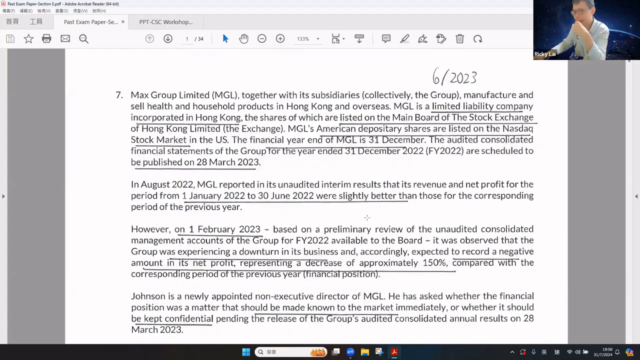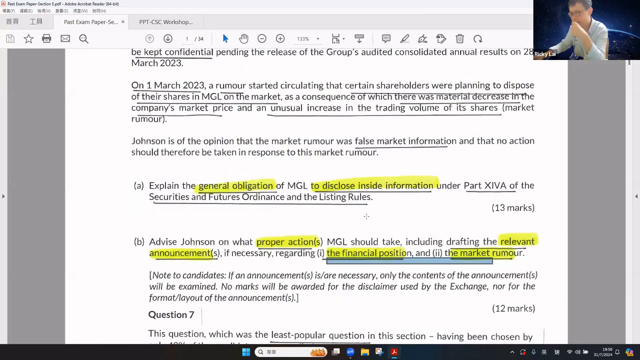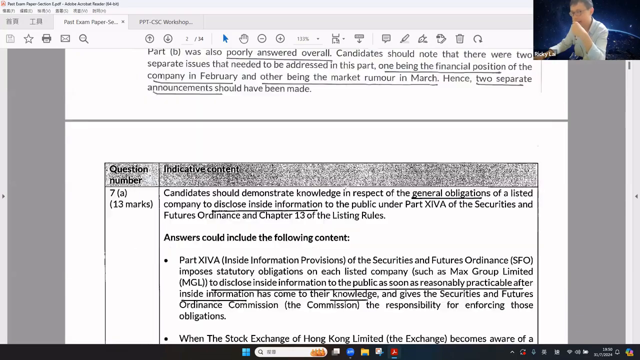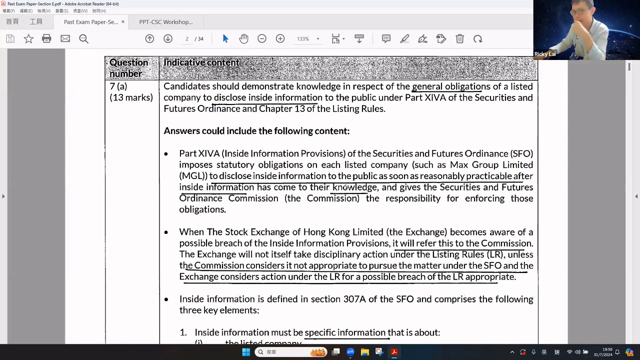Anyway, here is a strategy to answer the question: based on everything you highlight and underline, and based on all of these underlined headings, present the information as required by the examiner. First of all, for the first part, you must define what inside information is.